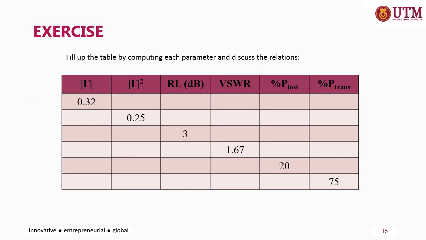Okay, finally, before we end the topic, please spend a few minutes to fill up the table by calculating each parameter in the empty columns or rows. Then you need to discuss the relation. What happens when you have a positive or negative reflection coefficient, what will be your magnitude or total loss, what will be your return loss, what will be your VSWR, whether it is within the preferred limit, how about the total power loss, and the percentage of transmitted power.